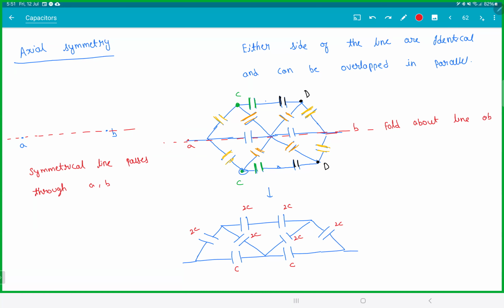Why will they be equipotential? God, batteries between A and B. What are you talking about? A and B are terminals. Battery is like this. Is this making sense?